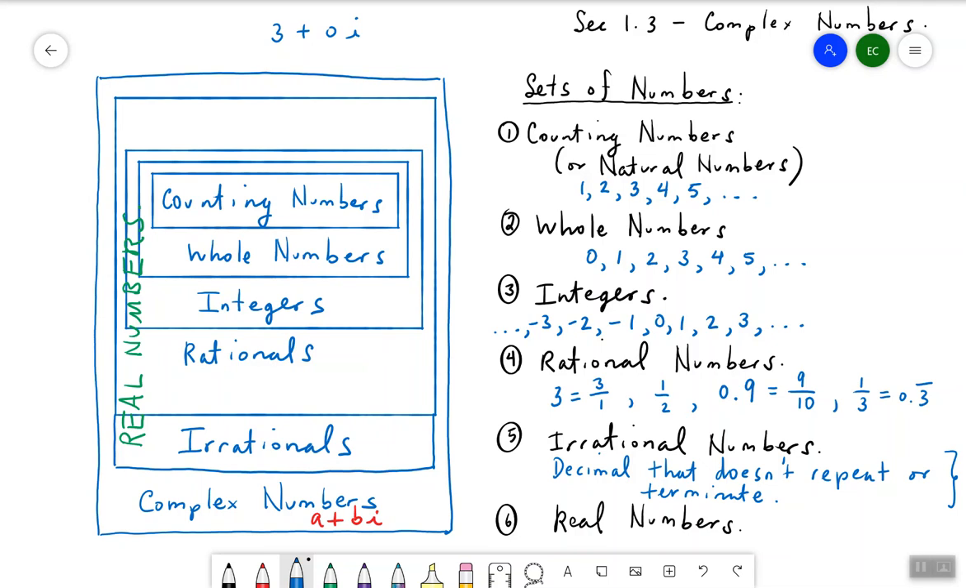Or, for example, later in this chapter, we're going to study rational equations. Well, if you know what a rational number is, then you'll have a better chance to understand what a rational equation is. So, some vocabulary and a few things to think about here at the end of the section. That's all for 1.3.